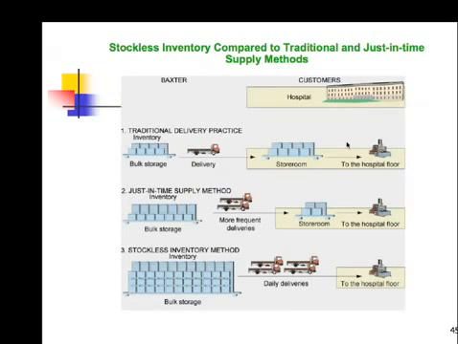I want to talk about that. So, stockless inventory compared to traditional and just-in-time supply methods. I remember when I was in business school, actually, everything was just-in-time. I'm going to start dating myself, but that was a while ago. And things like, oh, yeah, we don't need a warehouse anymore. So they got rid of warehouses, and they started with just-in-time. Now they got rid of just-in-time. Now we don't have any inventory at all. That's a better way of going, I think.